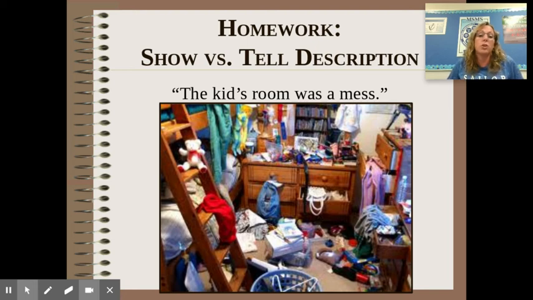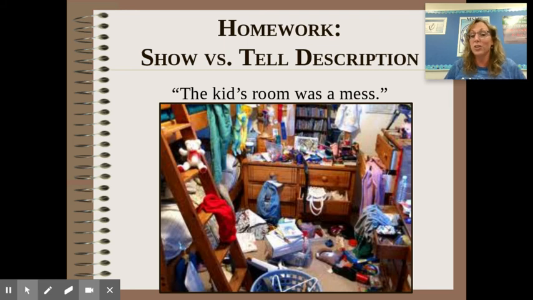This might be your bedroom. This might be your best friend's bedroom. This might be your brother or sister's bedroom. But this room is definitely a mess. Now, saying that the kids' room is a mess is just a telling statement. We're going to want you to show us the messiest, most disgusting room that you have ever encountered.